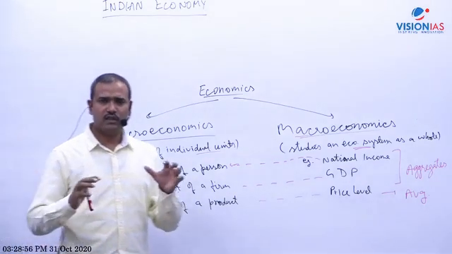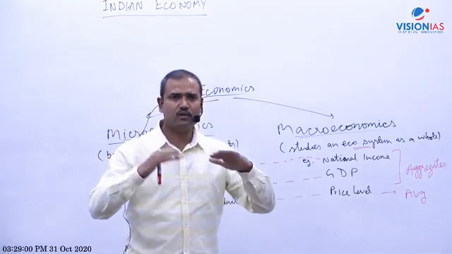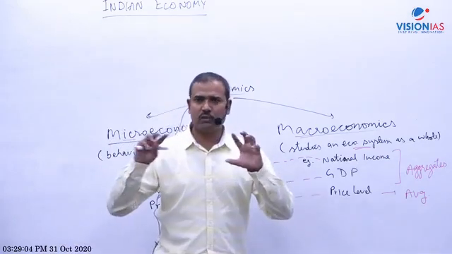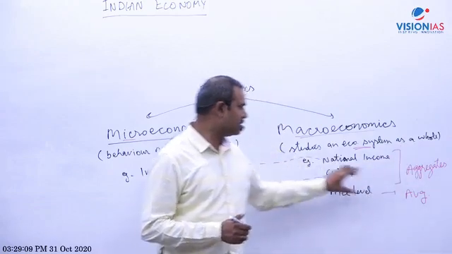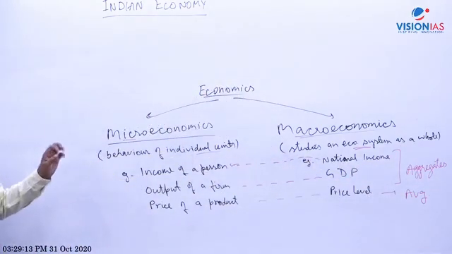And what is inflation? Inflation means an increase in average prices, or an increase in price level. So this is also macro, because we are talking in terms of the entire economy. So either we study aggregates or averages. These are examples of aggregates and averages. So I think the difference should be clear now.